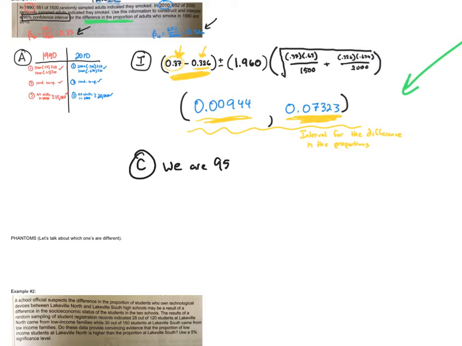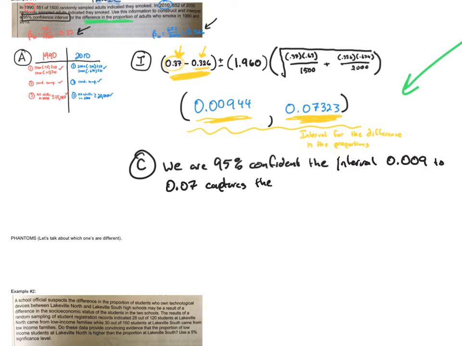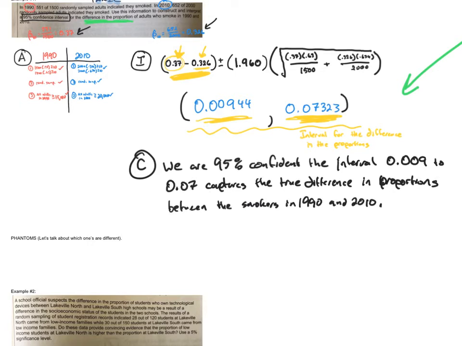We are 95% confident the interval 0.009 to 0.07 captures the true difference in proportions between the smokers in 1990 and 2010. All right, so there it is.